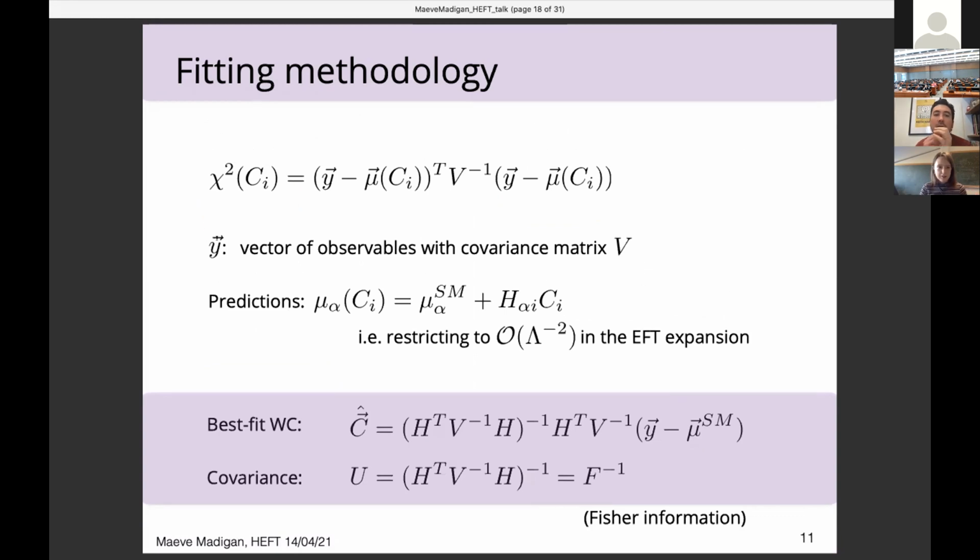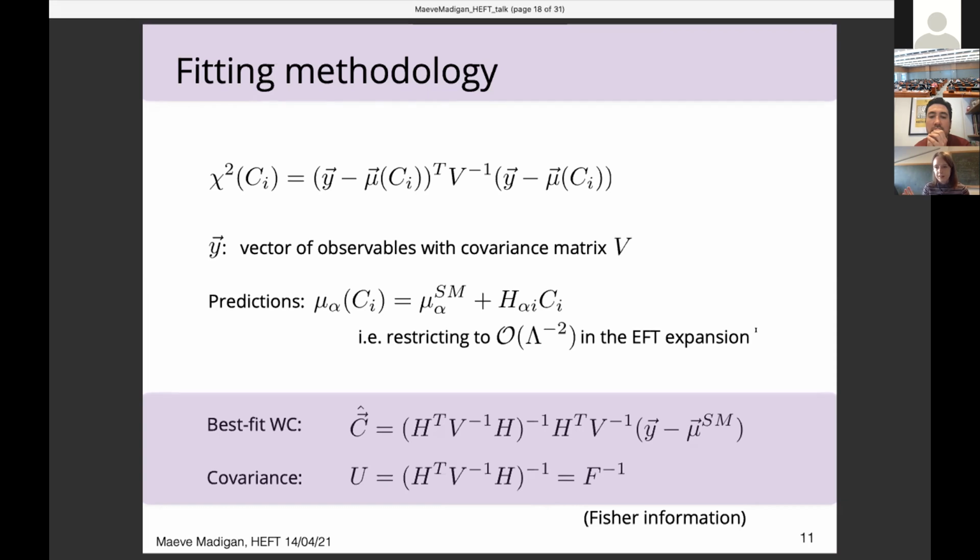We do this by constructing just a vector of observables, y, with covariance matrix V, and we incorporate all of our predictions into a vector mu. So for every element of y, we have an element of mu. And this can be expressed in terms of the standard model piece plus this matrix times the Wilson coefficient. So we are restricting to leading order in the EFT expansion.